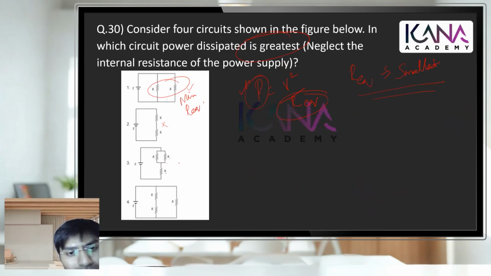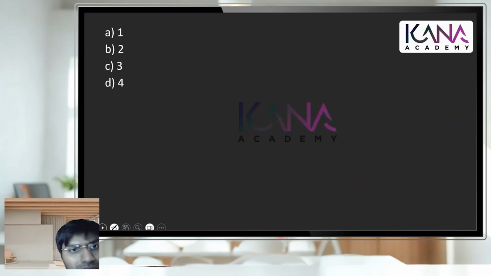So this 3 is actually even greater than 1. 2 is actually greater than 1, of course. And here also there are already 2 in series and then only it's connected to 1. So 4 is also greater than 1. So the lowest is option 1.